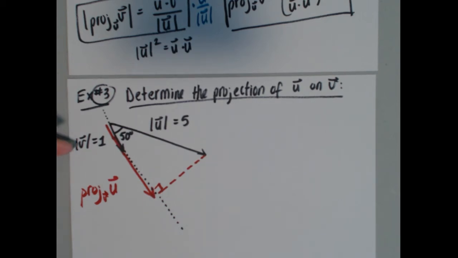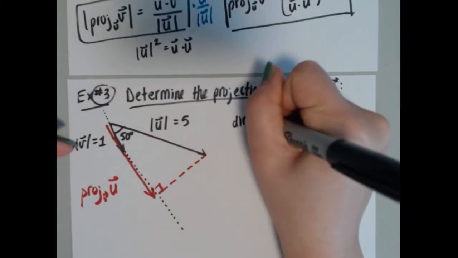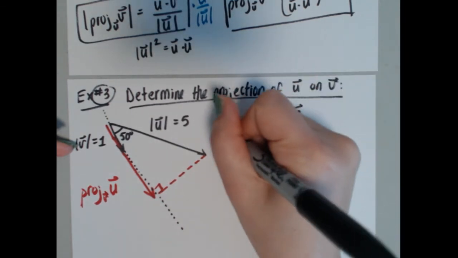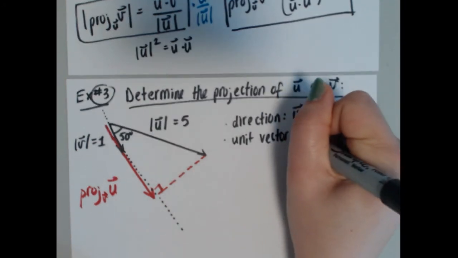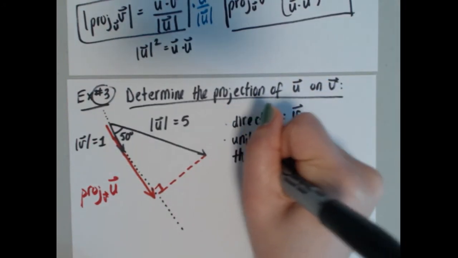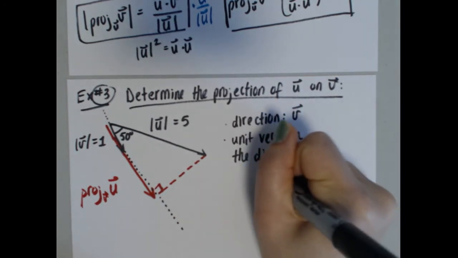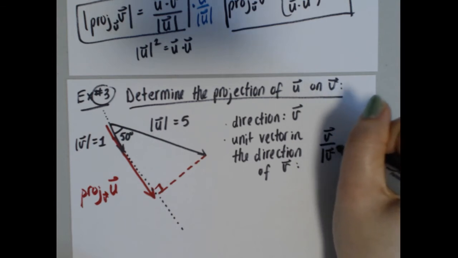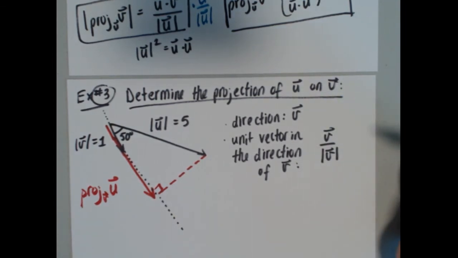Now this problem is not giving us very much information. We don't know what the vector v is, we just know its magnitude. So we know that the direction of this vector is in the direction v. Then a unit vector in the direction of v is v divided by its magnitude, right? Because this way it's in the direction of v, but it only has magnitude 1.